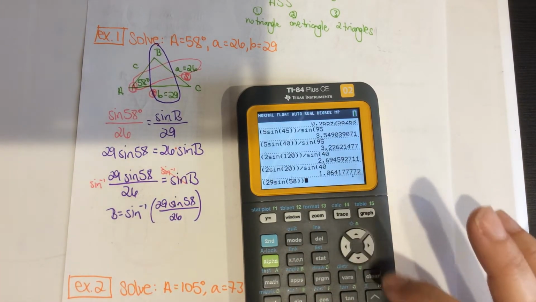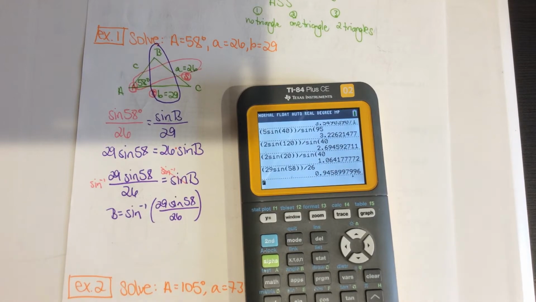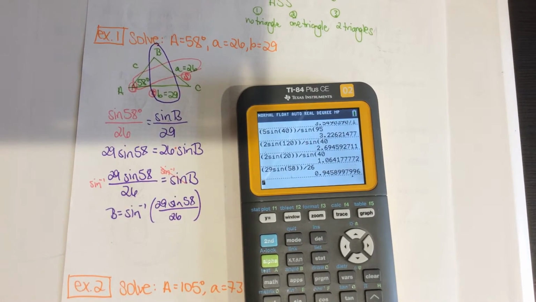29 sine of 58, all divided by 26, and I get 0.945. Now, I'm not going to round, because if I round and then take the sine inverse and then round again, you all know it's going to be less accurate, right? But I want you to see.